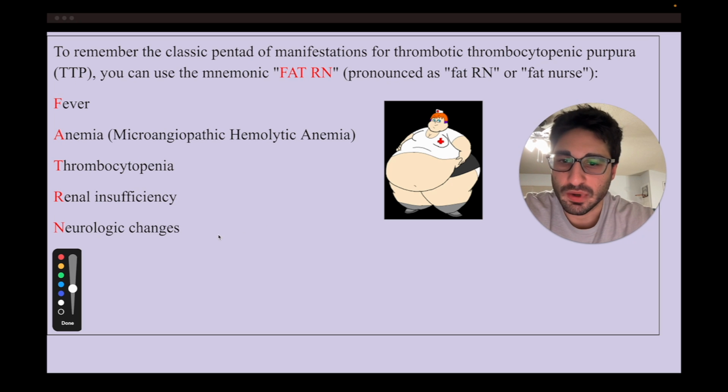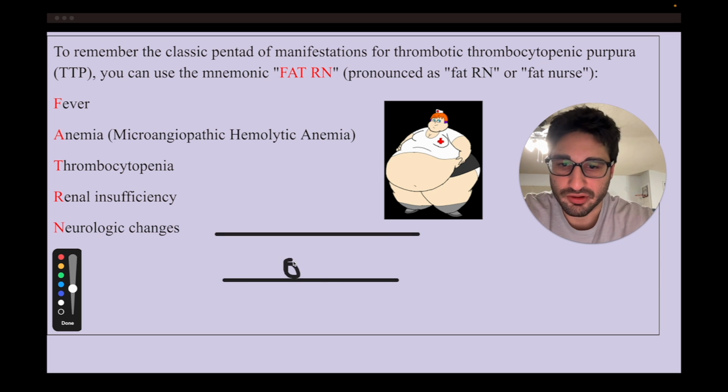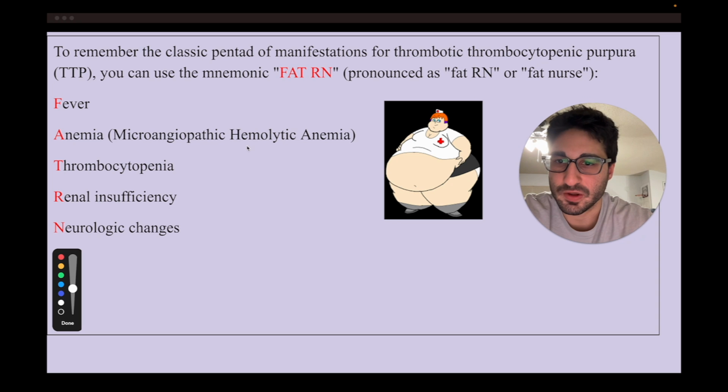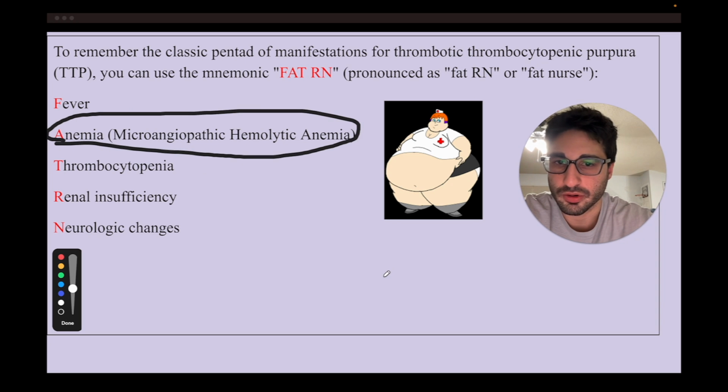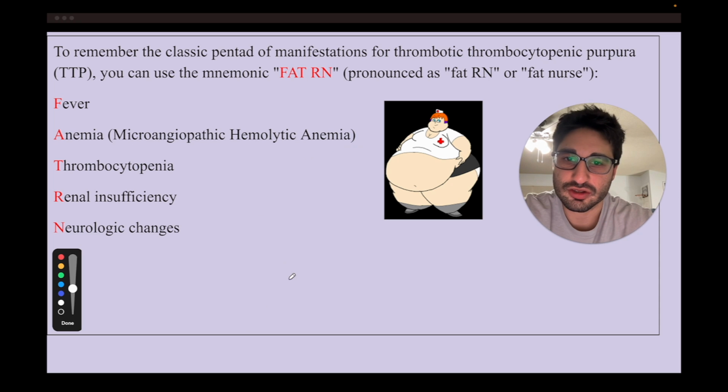Once we have these microthrombi, so imagine that this is a microthrombus, if a red blood cell gets passed through that microthrombus, then it gets damaged. As a result, we see anemia because we have an increase in turnover of red blood cells. We also see schistocytes, which are these damaged red blood cells that we can see under the microscope. And due to the systemic effect of these microthrombi, we can also have fever.